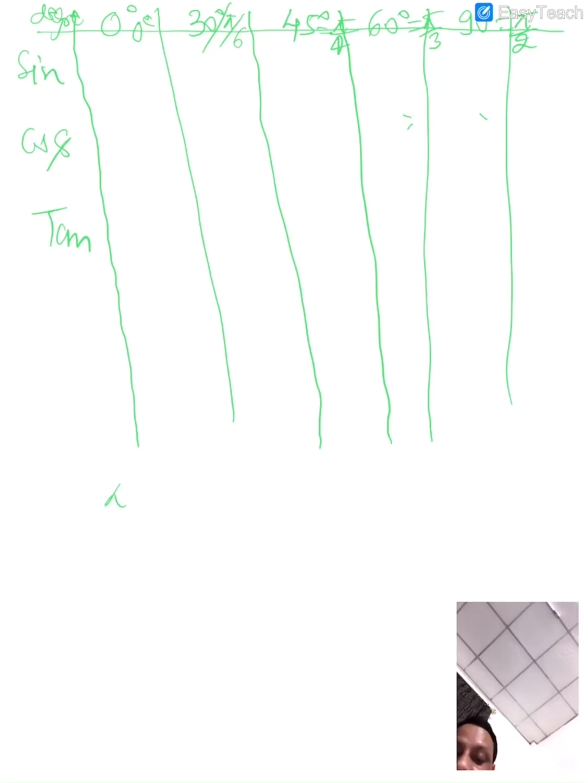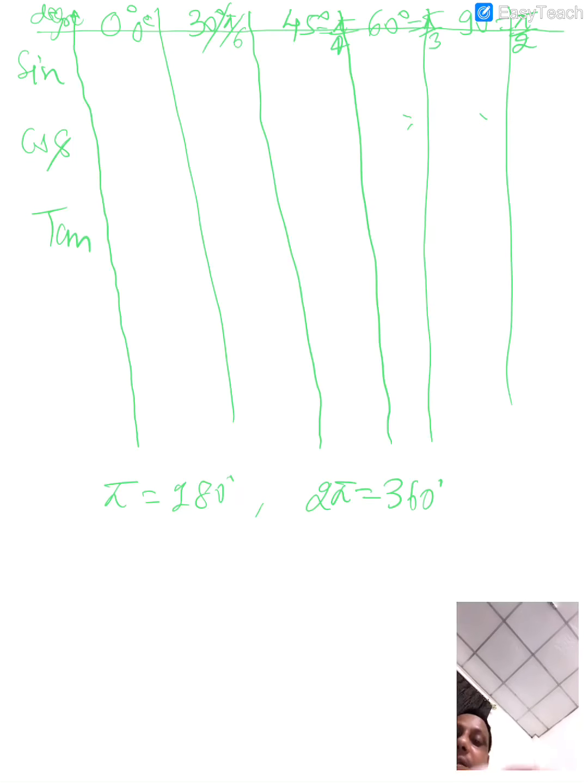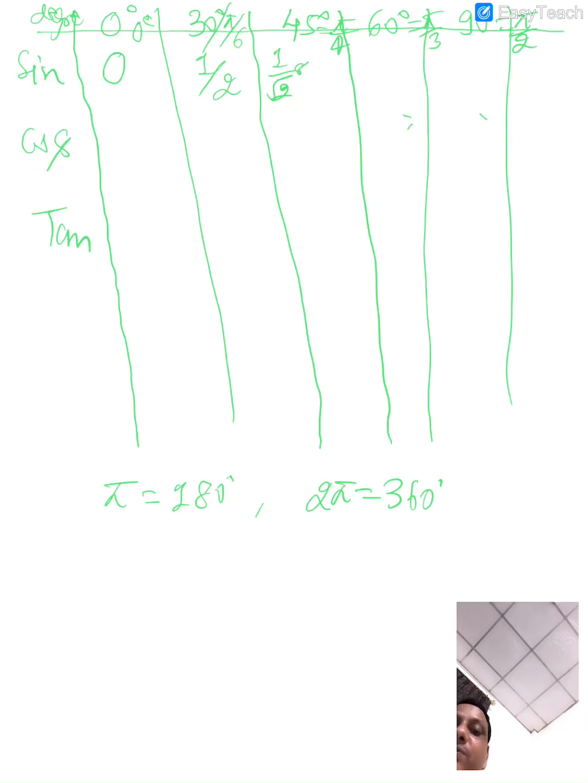Generally in trigonometry, the value of pi is how many degrees? 180 degrees, and 2 pi is how many degrees? 360 degrees. So sine 0 is what? 0. Sine 30 is what? 1 over 2. Sine 45 generally people write 1 over root 2, and if you want to write in more rationalized form, that would be root 2 over 2. Sine 60 is what? Root 3 over 2, and sine 90 is 1.